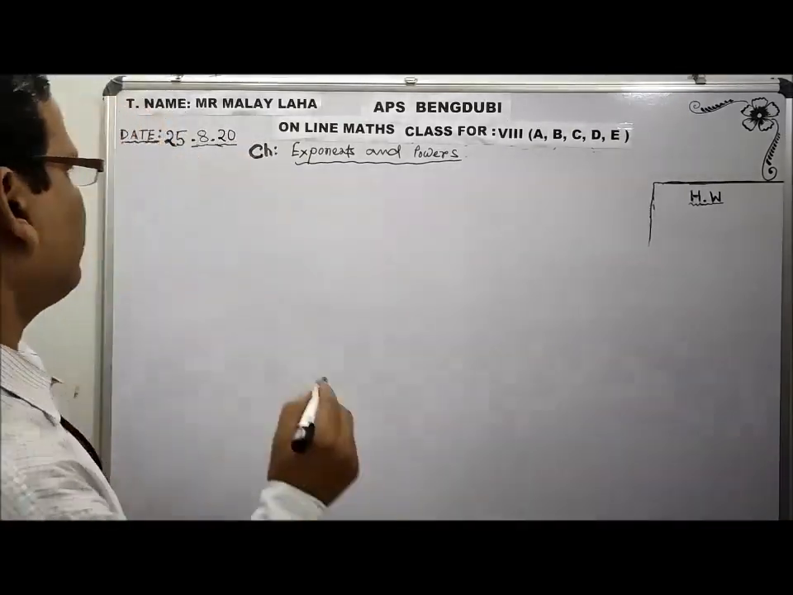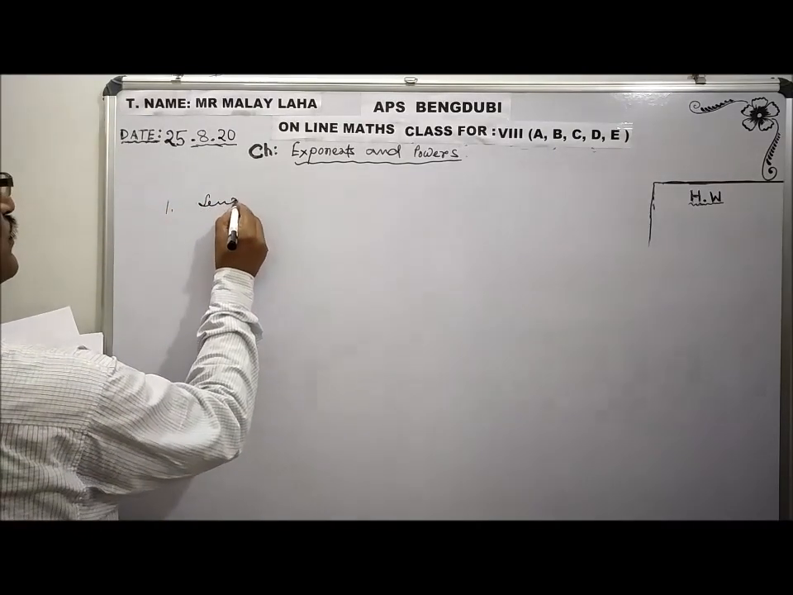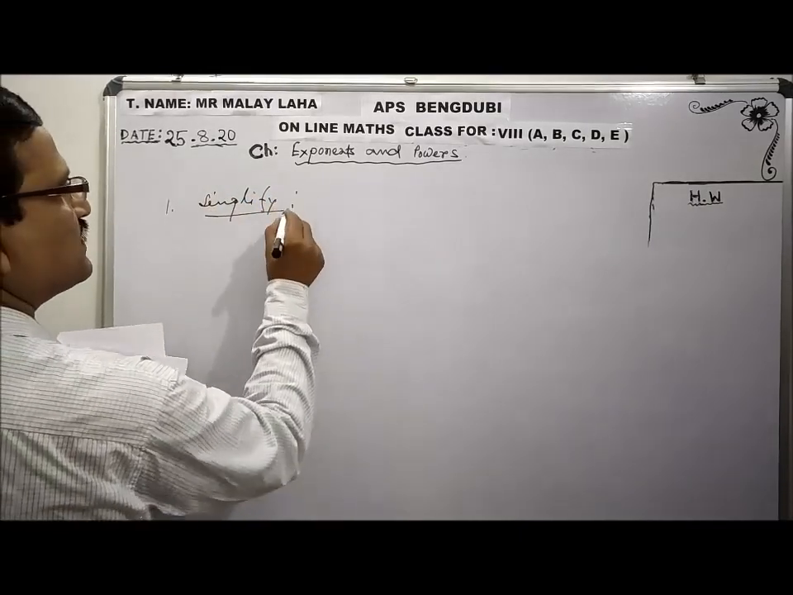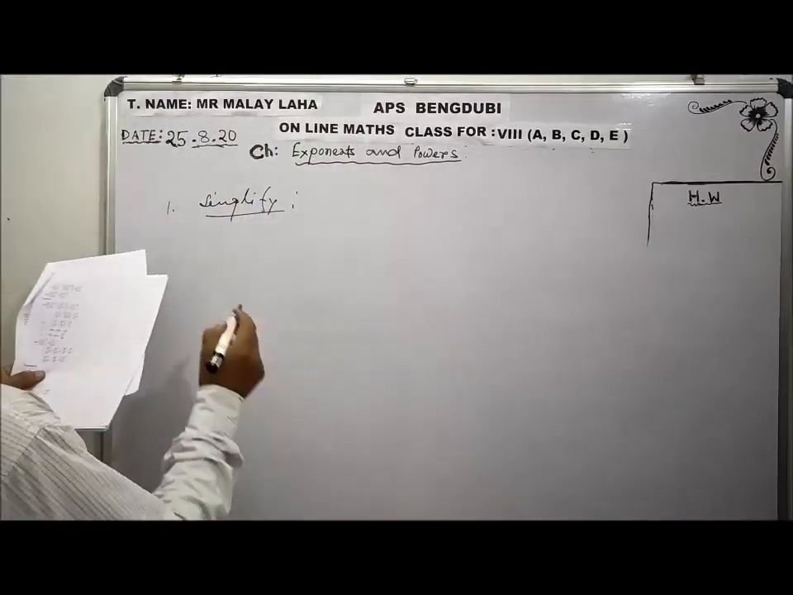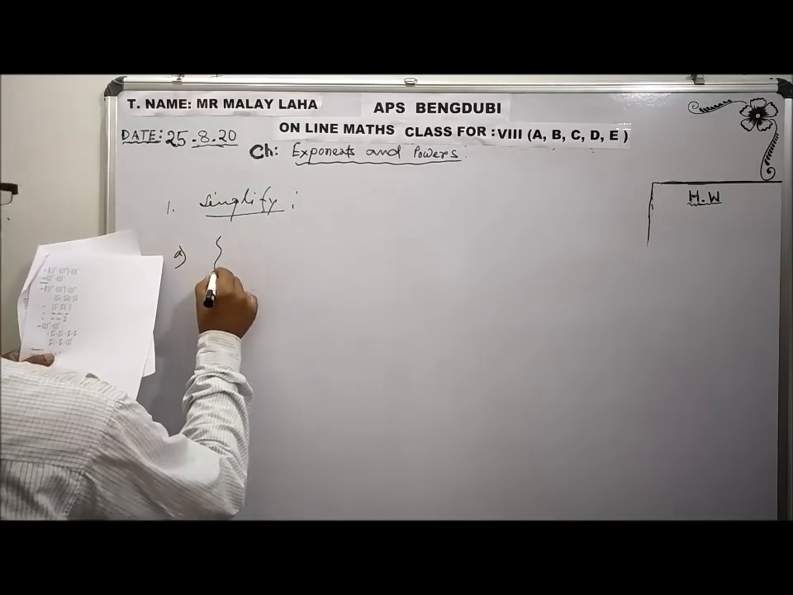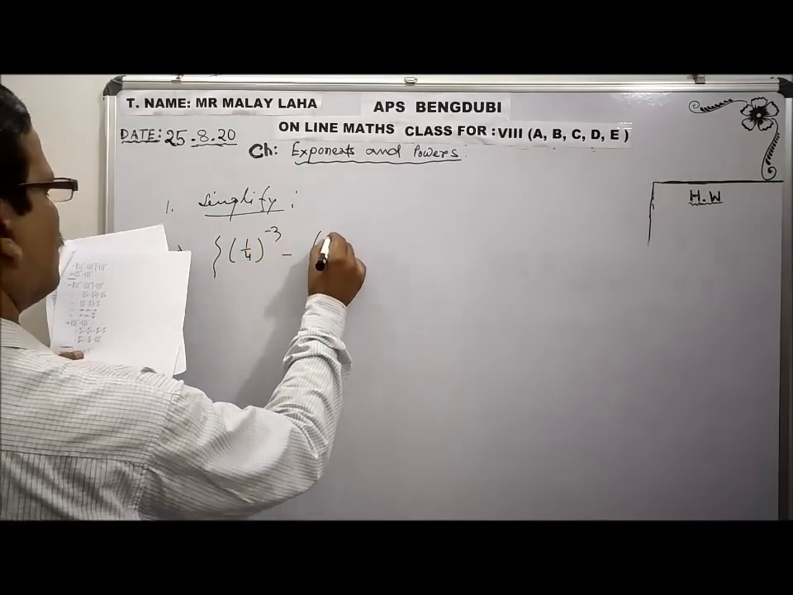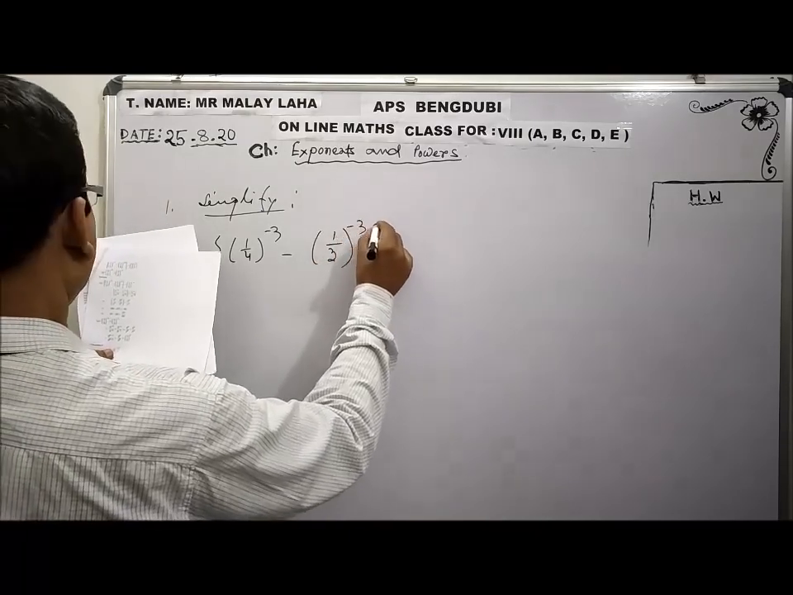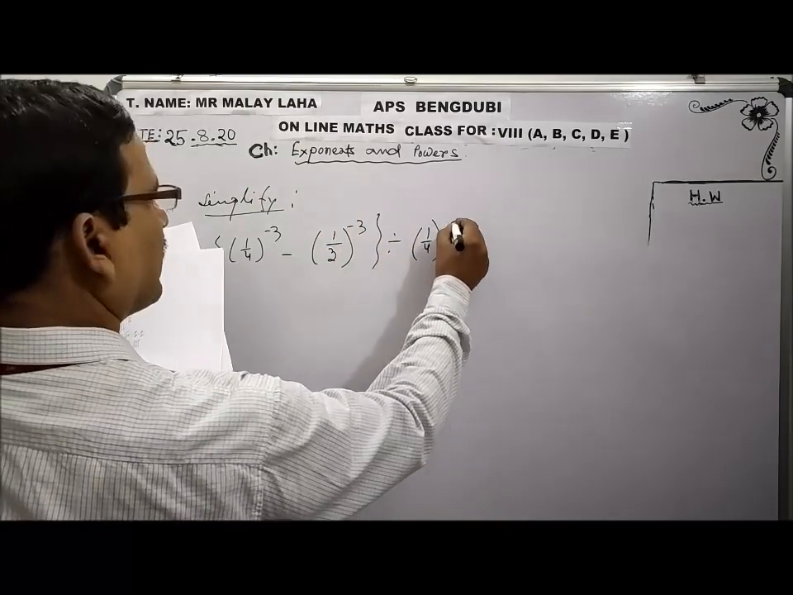Okay, simplify. First question is simplify. Simplify, find the value, evaluate: the meaning is the same. We have to find the number, the answer in number. Now here the question is (1/4) raised to minus 3 minus (1/3) raised to minus 3, divided by (1/4) raised to minus 2.